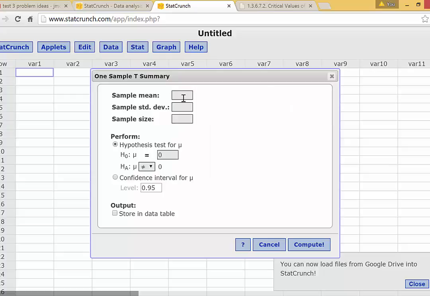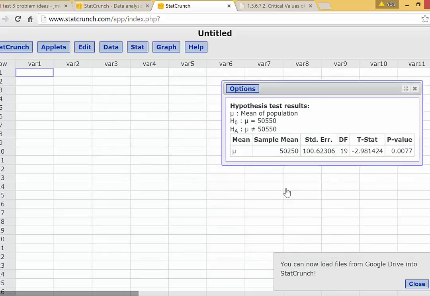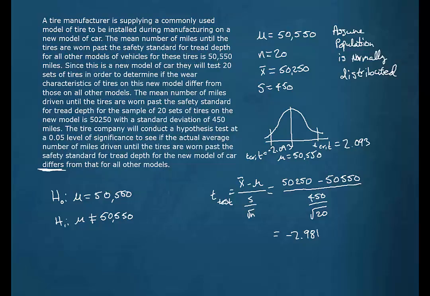The sample mean was 50,250. The sample standard deviation, 450, the sample size 20, and our hypothesized mean 50,550. Either way, we get the same value. We get this t statistic of minus 2.981. Now that is clearly in this rejection region here.